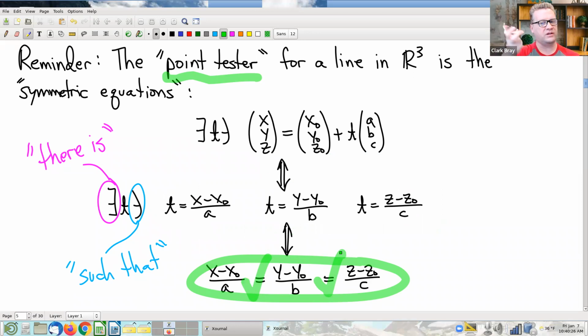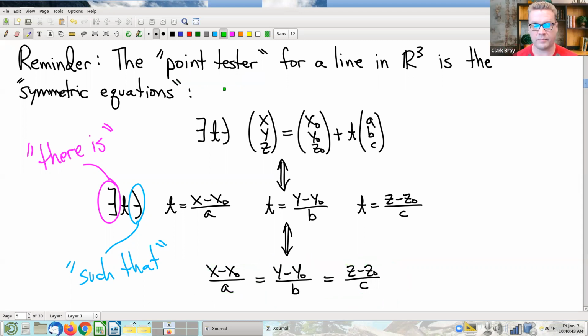If either one of them fails, or certainly if both fail, but if either one of them fails, then I've got 3 things that need to all be equal to t, but they're different. How could there be a t that equals all 3 of them if they're different?